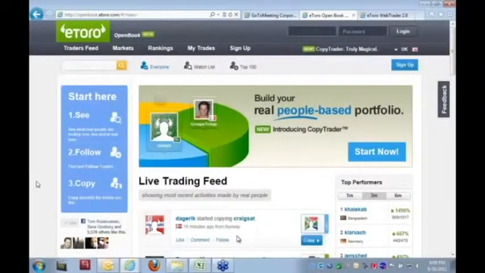Great. So the first thing that I'm going to do right now is log in and try to understand how I can operate in this Open Book. And it's easier than you think. Let me tell you that I'm of course biased, but you will see in a minute or two how easy it is to operate in it. Okay, I am logged in. This is my demo account. And what we can see here is a live trading feed.